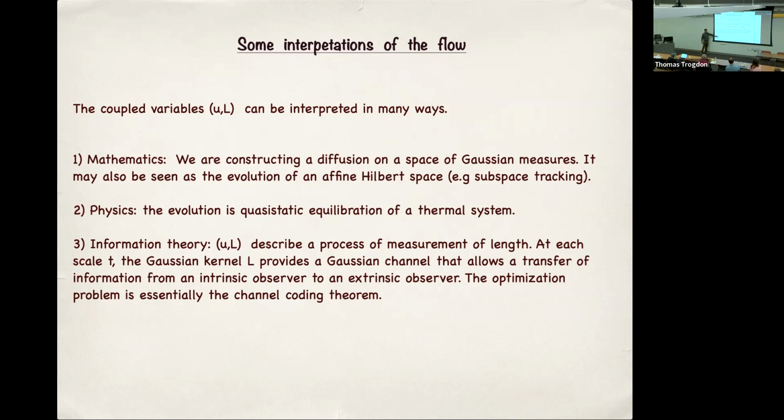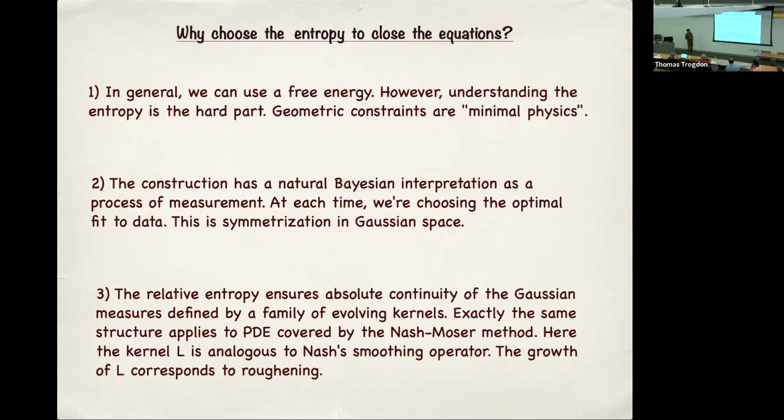The key reason for choosing the entropy as my cost function is that there's a sense in which everything that I'm doing over here really cuts down to Shannon's channel coding theorem. There are other ways of closing the equations, but some hard constraint models of the kind that I chose use only the geometry. So it's a bit like doing the hard sphere gas or something like that. You want a minimal model, and the geometry gives you a sort of minimal physics.